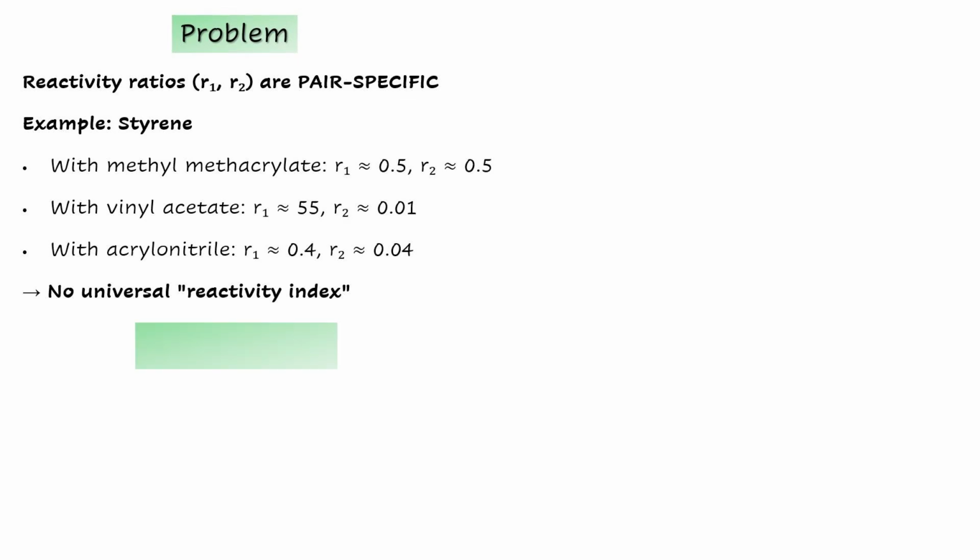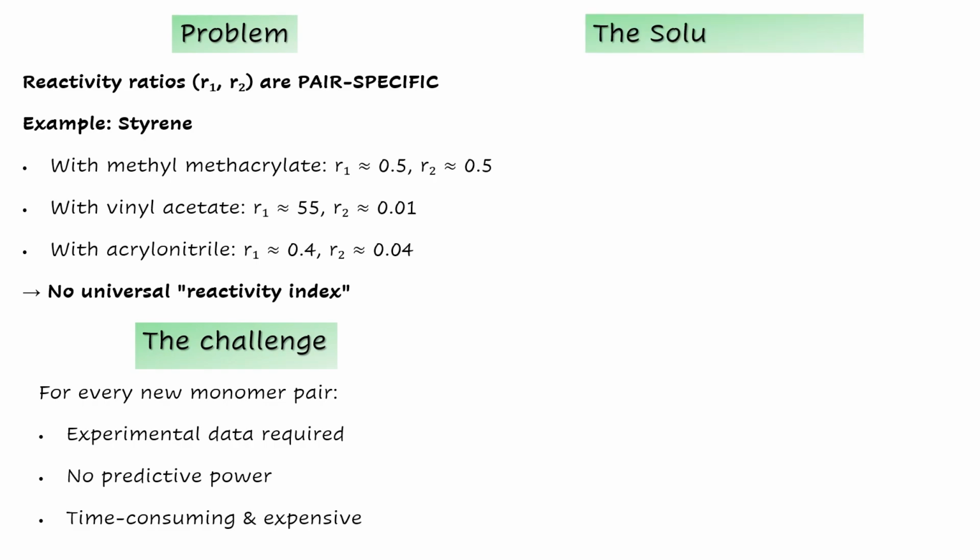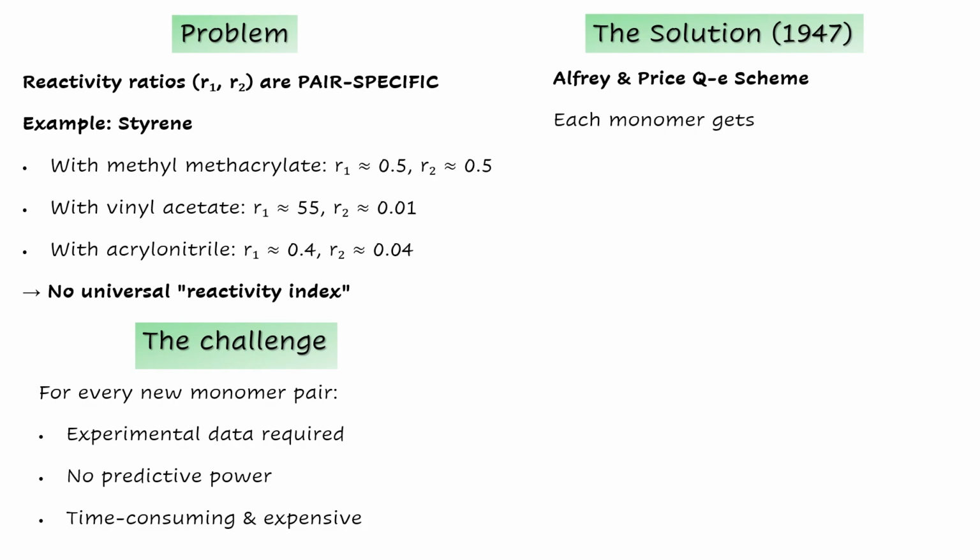Every time you want to try a new monomer pair, you have to go back to the lab, run experiments, measure R1 and R2. It's time-consuming, expensive, and offers no predictive power. In 1947, Alfrey and Price asked, what if each monomer had its own intrinsic identity? What if we could describe monomers by just two numbers that capture their essential chemical nature? Their solution was the QE scheme.